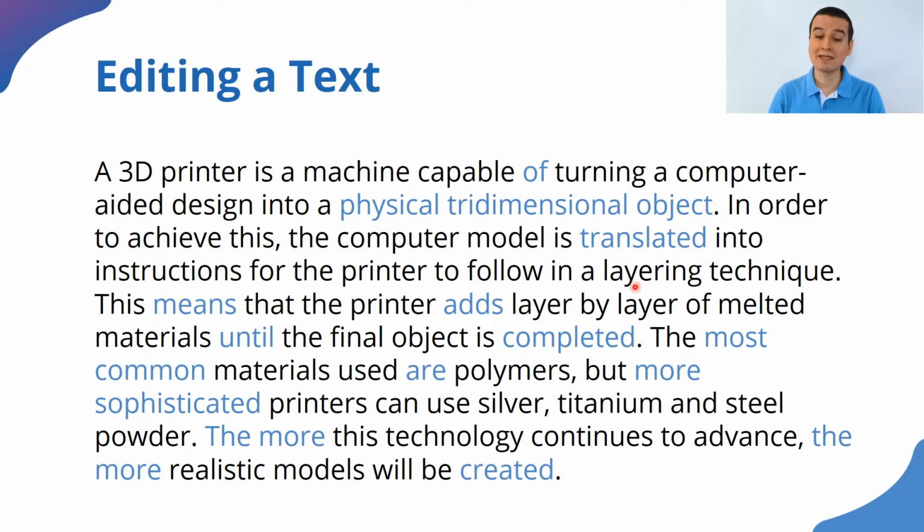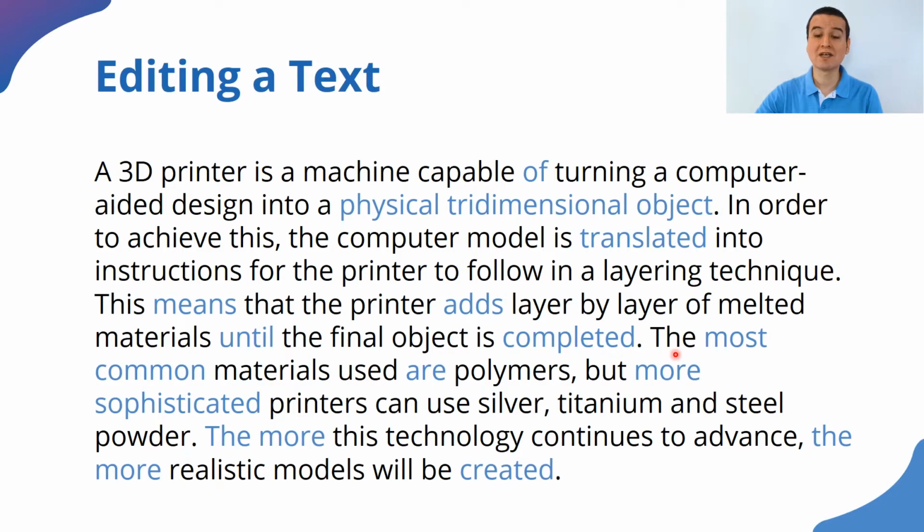All right. This means, this is singular, we need the S there. This means that the printer adds layer by layer of melted materials. So we need the S there because we're talking about a singular noun. The printer adds layer by layer of melted materials. What's wrong with that word? Until the final object. So why until? Because that is the final result. Until the final object is completed. We need the past participle there, is completed.